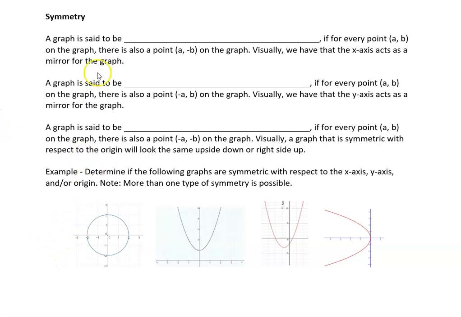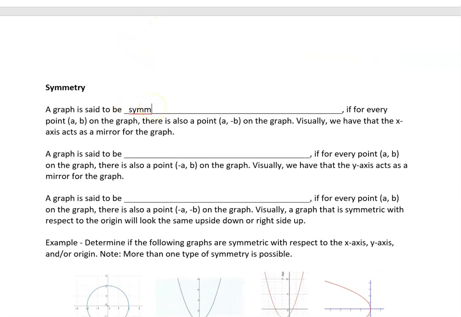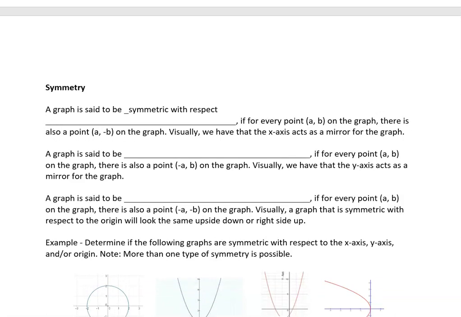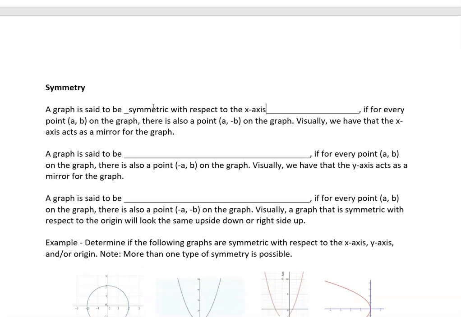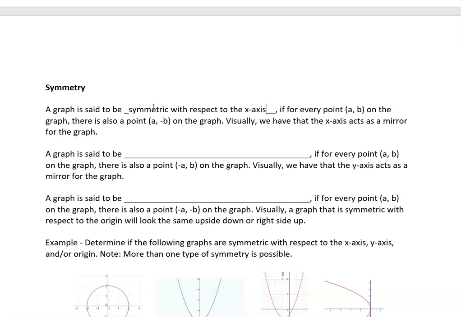So a graph is said to be symmetric with respect to the x-axis if for every point (a, b) on the graph, there is also a point (a, -b) on the graph. Visually, basically the x-axis acts as a mirror for the graph. The way I like to think of it is if you could fold the graph in half on the x-axis and the two halves would match up, then the graph is symmetric with respect to the x-axis.